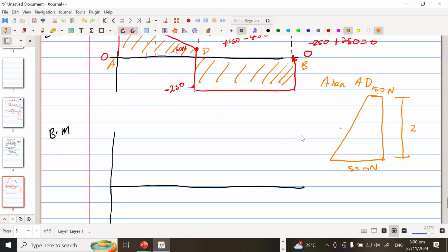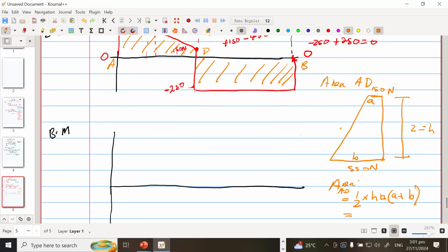What is the area under a trapezium? The area underneath a trapezium, which is AD here, is equal to half the perpendicular height times the sum of the parallel sides, A and B. So this is your A, this is your B, and this is your H. Therefore, we are getting the area of it.